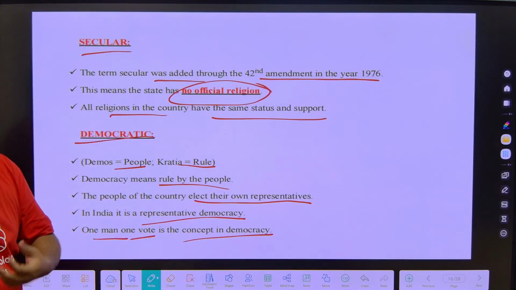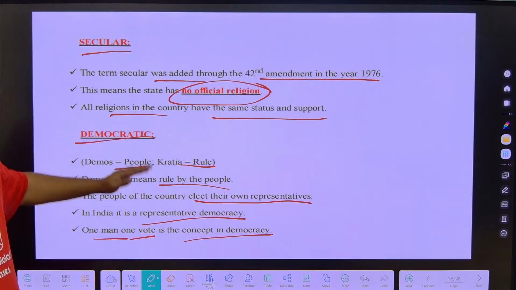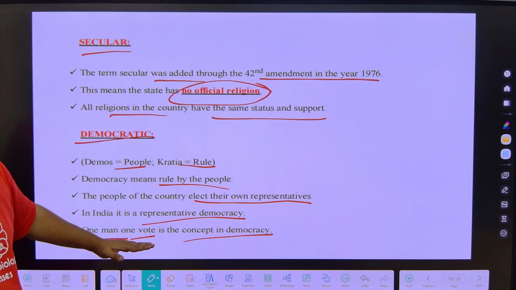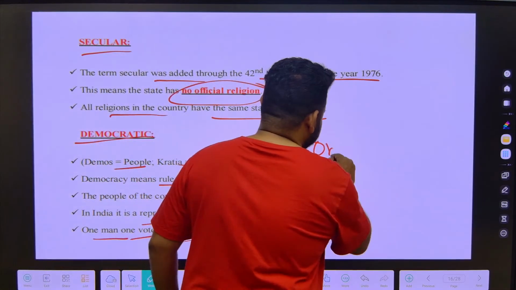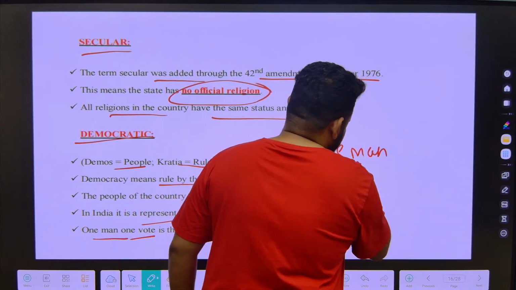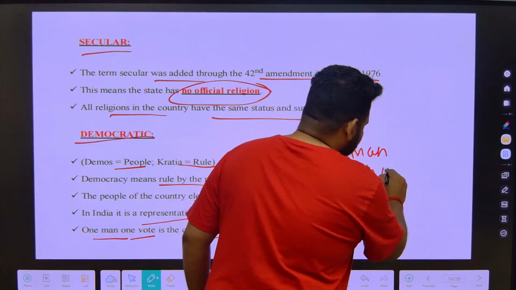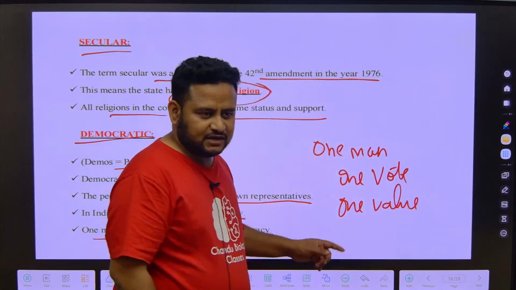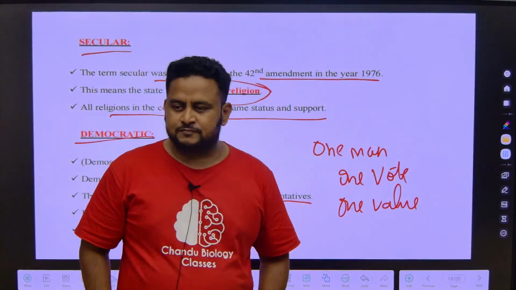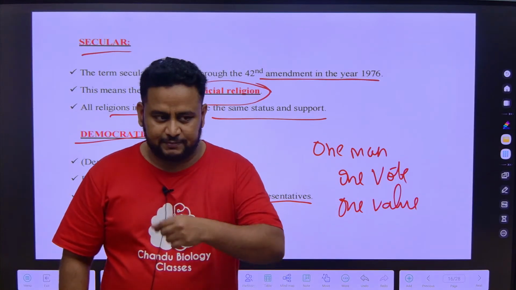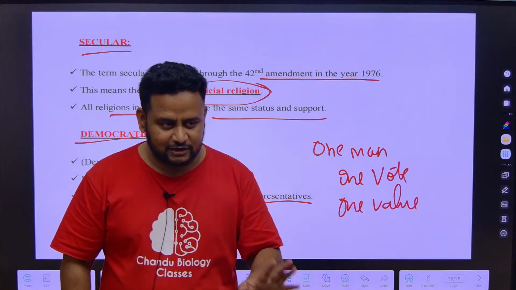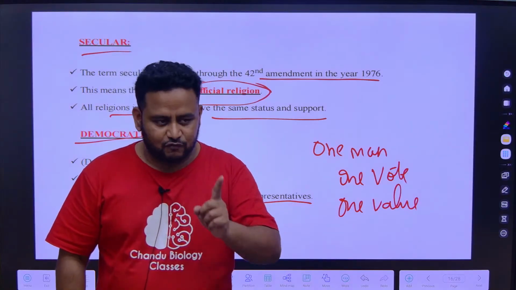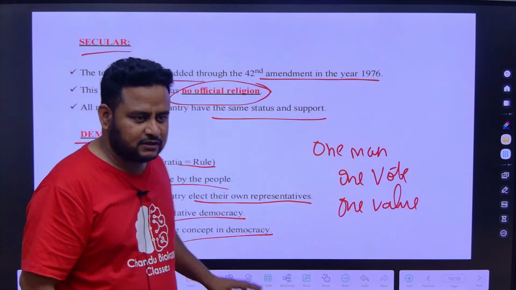Here one man means women also. This is the paternal tendency, the gender bias towards man, that shows in the constitution. So one man or woman, one vote, and also one value. That vote has one value. Just because some VIP is voting, that doesn't mean his vote will have two values. Every vote has only one value. That VIP's vote will not be counted twice. One man, one vote, one value. That is the meaning of representative democracy.